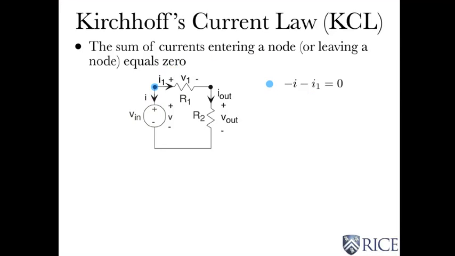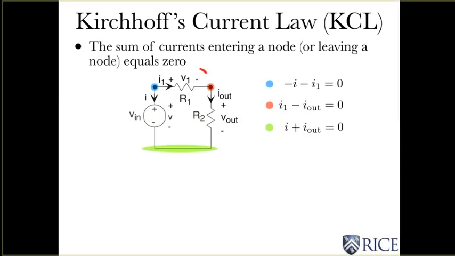We go on to the next node, the red node. The current entering from the west is I1. The current entering from the south is minus I out, so I1 minus I out is 0. And then finally for the green node, currents entering, we have I entering here and I out entering there. So we have 3 nodes, we have 3 KCL equations.